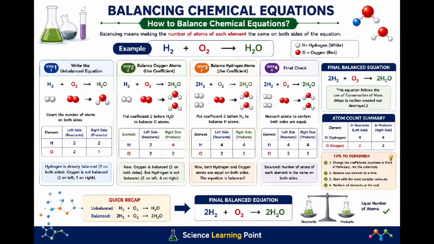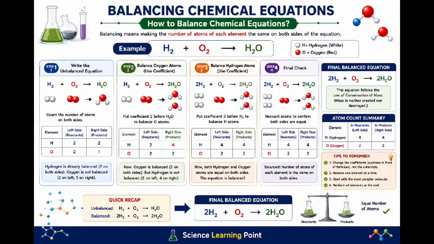First, write the chemical equation exactly as given. Step 2, count the atoms. Let's count the atoms on both sides. On the reactant side, hydrogen equals 2, oxygen equals 2, like this, and on the product side we write hydrogen equals 2 and oxygen equals 1, in this way. So hydrogen is balanced but oxygen is not balanced.